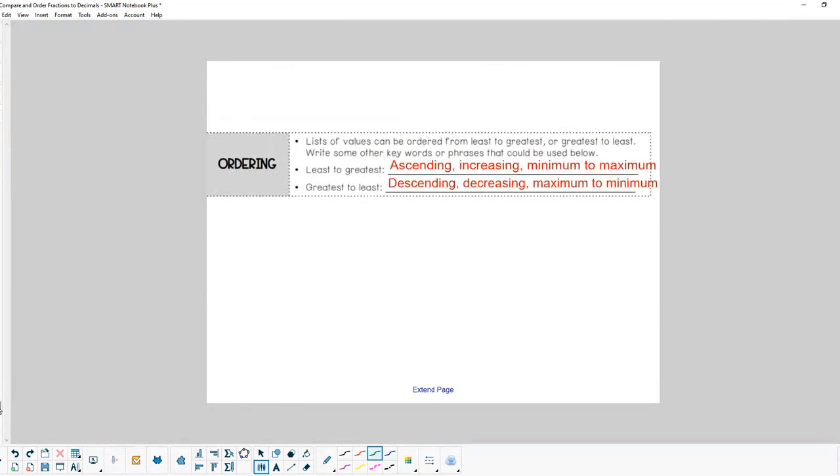What about ordering? Well, when we're ordering, we list all the values that can be ordered from least to greatest or greatest to least. Write some other keywords or phrases that could be used below. So like least to greatest could be ascending, increasing, or minimum to maximum, and then greatest to least could be descending, decreasing, or maximum to minimum.